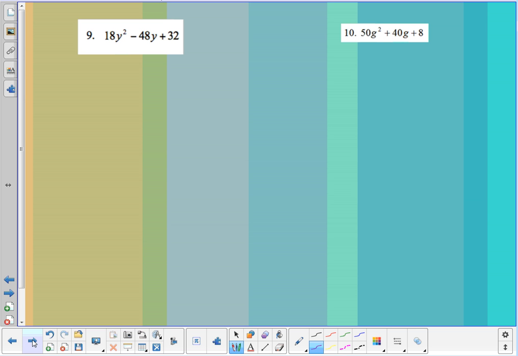In number 9, I have 18y squared minus 48y plus 32. These are not perfect squares. 18 and 32 are not perfect squares, but I recognize that all three of these can be divided by 2. If I pull a GCF of 2 out, that leaves me with 9y squared minus 24y plus 16. And now I'm looking at a perfect square trinomial.